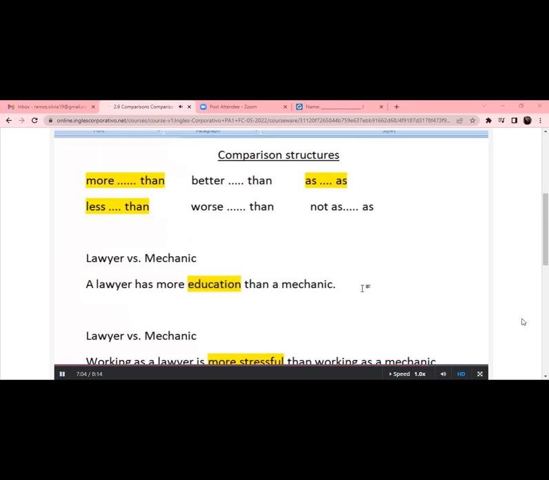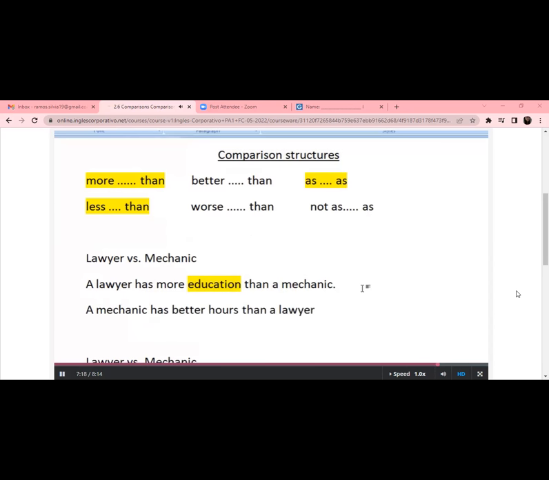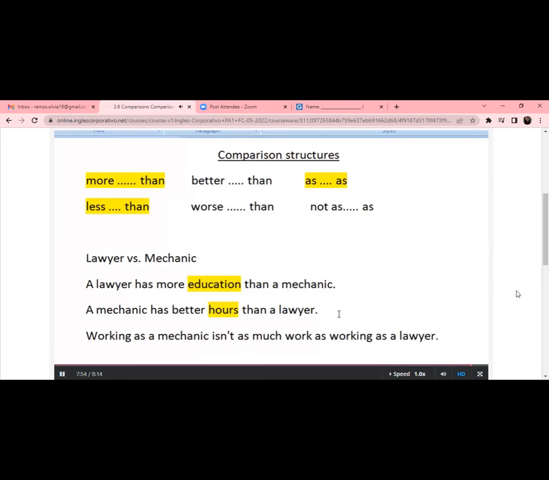What else can we say about the two jobs? Well, I could probably say that a mechanic has better hours than a lawyer. Okay, and in this case, as you can see, I used the word better, and in the middle, I included the noun to make the comparison, right? So the noun that I'm using to compare is hours. At the same time, I could say a lawyer has worse hours than a mechanic. And perhaps I could say that working as a mechanic isn't as much work as working as a lawyer.